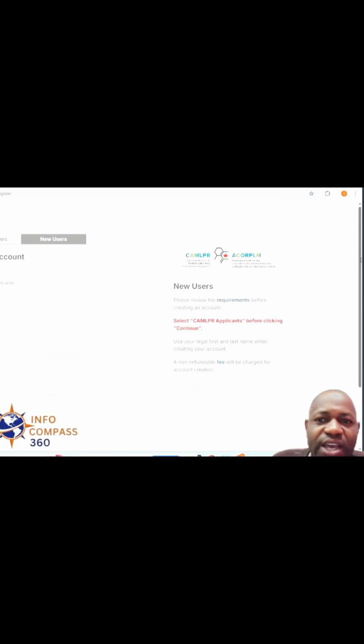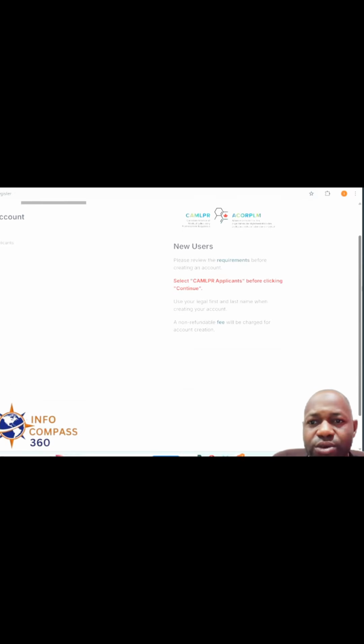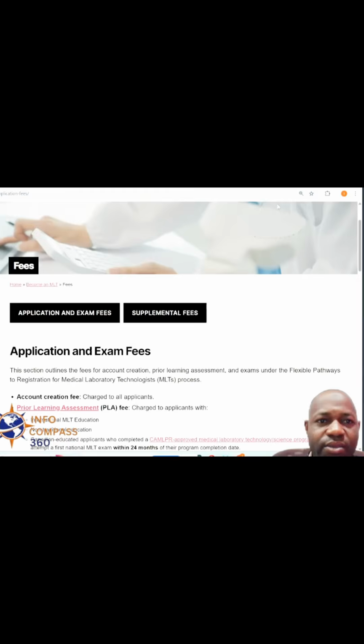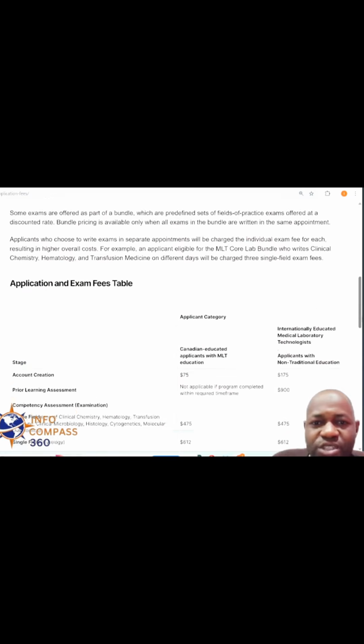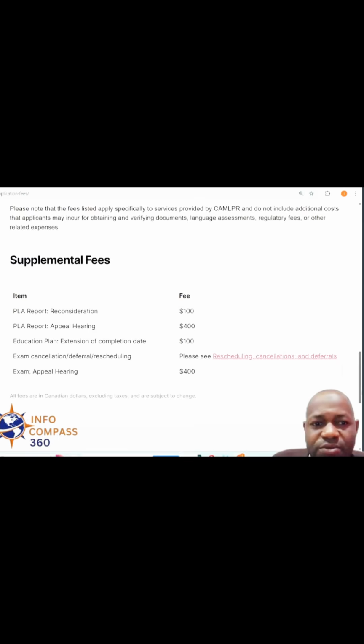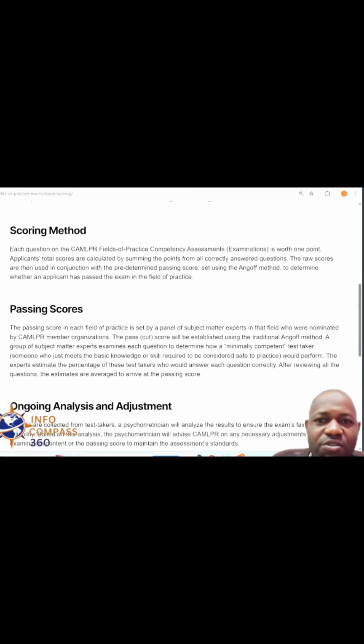To create an account, this is where you need to go: new user, create an account, and writing of the exams. Find out what exactly your own situation would be, and the various fields applicable to each individual. You find all those right here as well as the supplemental fields. Then the exam itself, passing score and all that.